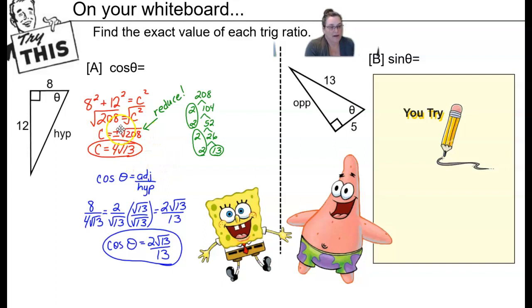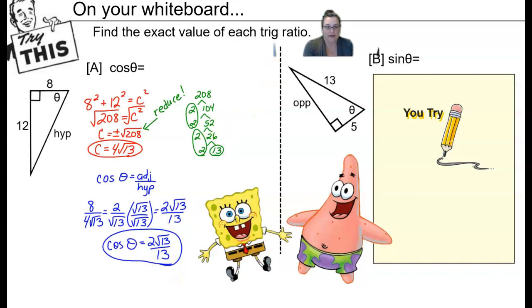When we take the square root of both sides, we get a plus or minus answer, but because this is a triangle, in this context, it wouldn't make sense to have a negative hypotenuse. So we keep the positive value 4 root 13 for the hypotenuse. Then our adjacent side is 8, so the cosine is 8 over 4 root 13. Then we need to simplify and rationalize the denominator, and we're left with 2 root 13 over 13.